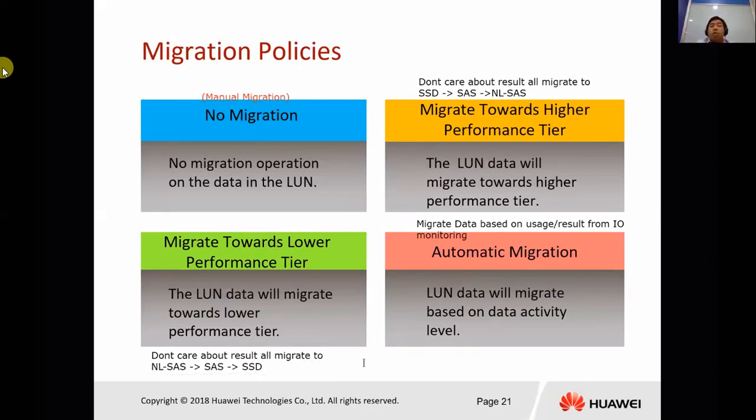So which one is the default migration policy? The default is this one, no migration. So it will not perform any migration for you; you have to perform it manually. That is the default policy. If you want to change it, you can change it to any of these 3. So this is the migration policy we talked about.